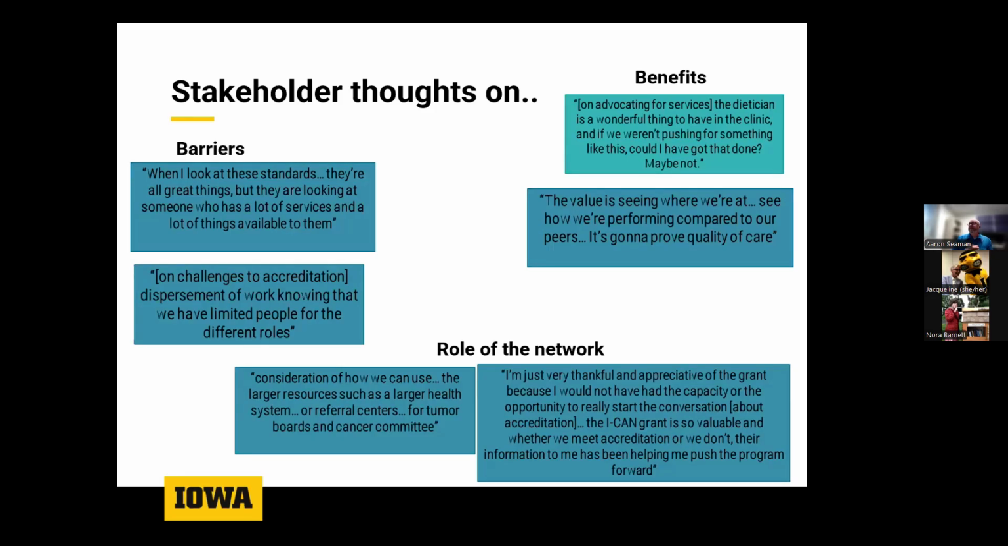Thinking about the benefits of working toward accreditation and being part of the network, on advocating for services, the dietitian is a wonderful thing to have in the clinic. And if we weren't pushing for something like this, could I have gotten that done? Maybe not. And then talking about the value of the data and seeing how they're performing compared to peers, and that as a group, it's going to improve quality of care across them. And then the role of the network in general, being able to leverage the larger resources of a health system or referral centers, thinking about building tumor boards or cancer committees and conversations across each other in terms of how to do that.